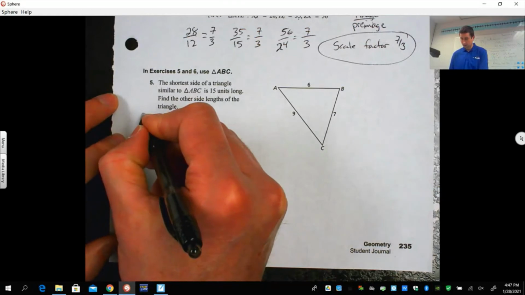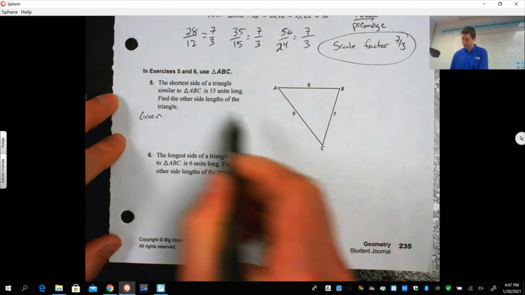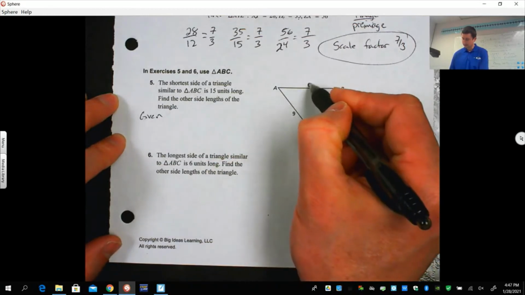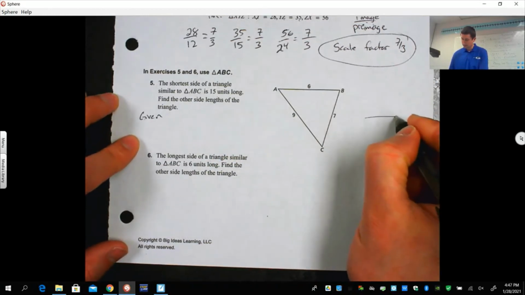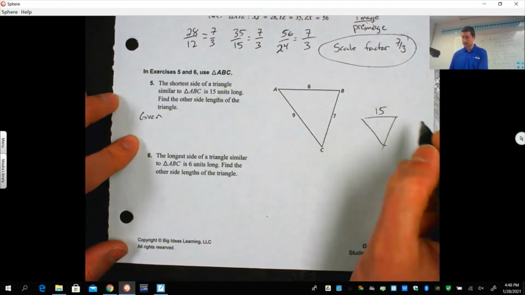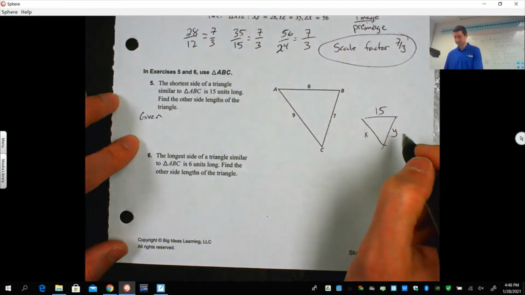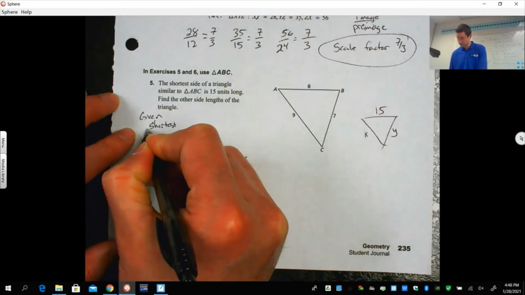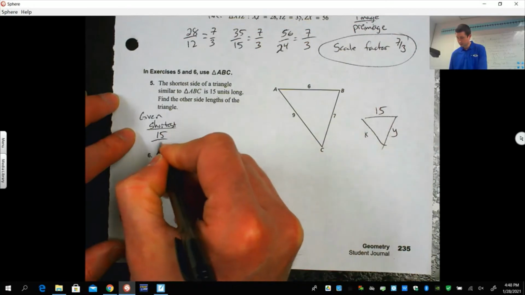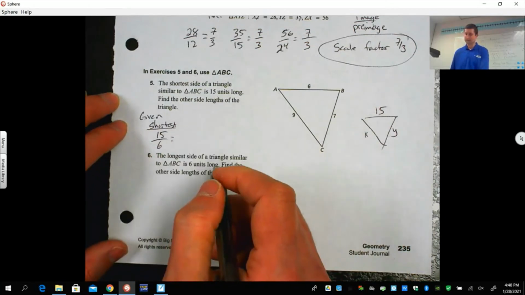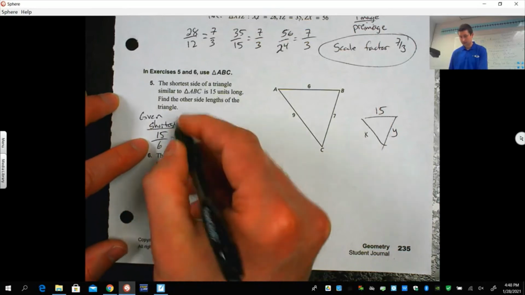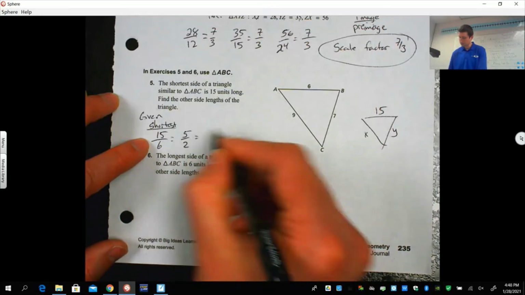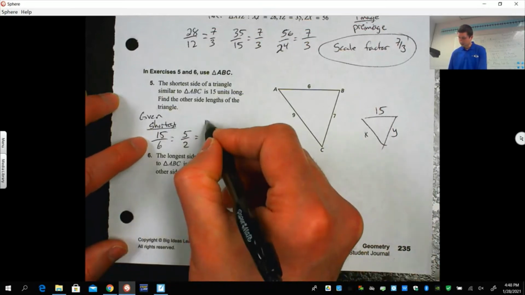So this is going to be our given. The shortest side of a triangle similar to ABC. So our shortest side here is 6. So we have another triangle, not drawn to scale, that has a side length of 15. They want to know x and y. Okay? So we know the shortest, and that's going to be 15 over 6. We can reduce that scale factor if we want. Divide by 3, we're going to get 5 over 2. So there's our scale factor, 5 over 2. Now that's the shortest. Let's do our middle side.